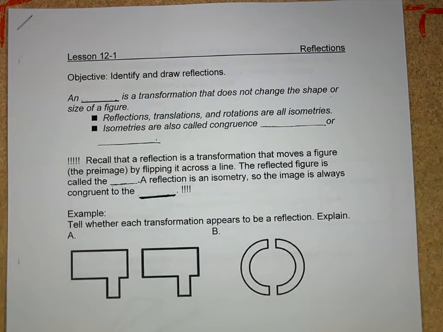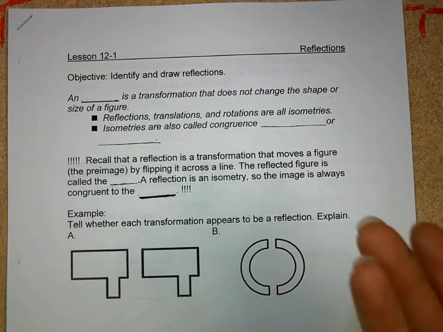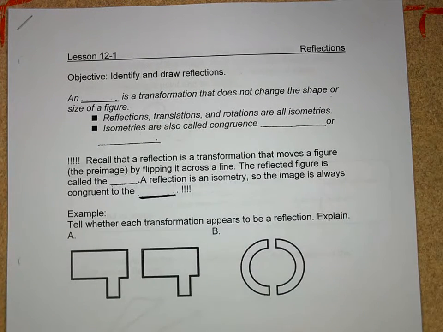Alright, hey guys, we're going to do lesson 12.1, and it's talking about reflections. So remember we talked about transformation on Friday as a one-to-one relationship that changes a figure, changes its location, changes its direction, changes its side, that we do in geometry. So we had a couple rules that we remembered.